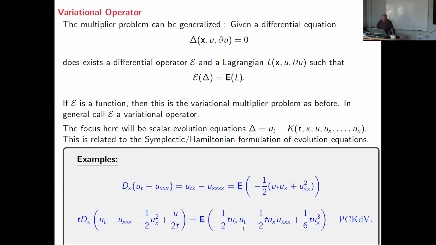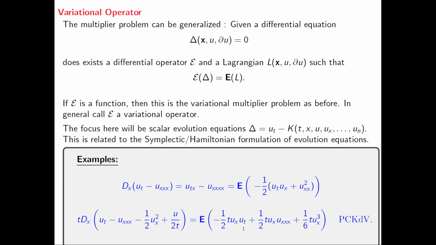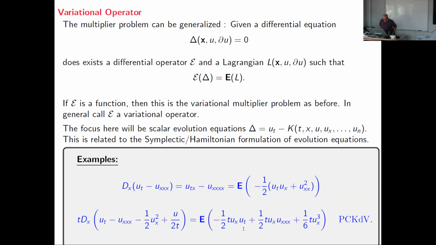Of course, one would have to calculate this. I should probably have got Ian's program up and put a little demo and so on, but it would take quite a bit of time to do that, so I didn't do it. But it is kind of fun to just put that into the program, do the Euler-Lagrange, see what you get. Okay. So this is both of these cases. This has dx as a variational operator. This has t dx as a variational operator.